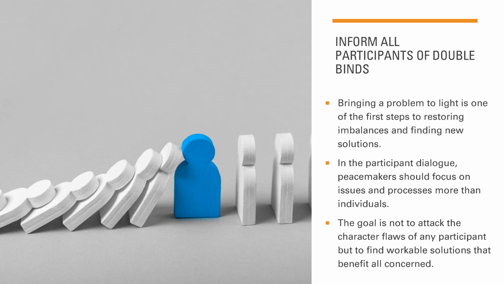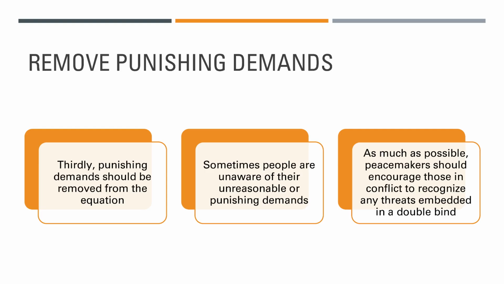Bringing a problem to light is one of the first steps to restoring imbalances and finding new solutions. Thirdly, removing punishing demands. Sometimes people are unaware of their unreasonable or punishing demands. What they do seems logical, and they're surprised by the reactions of others since they intended no harm. To their thinking, they were solving problems, enforcing rules, getting work done, or prodding others to be more effective. When confronted, they may believe that people are overreacting.